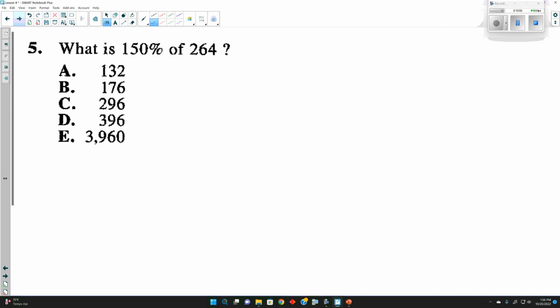Let's look at this one here. Then we'll kind of move on to some of the other ones. So it's asking, what is 150% of 264? So 150%. Are we going to be bigger or smaller than our starting number? Bigger, yes? Well, 150%, 50% is what? Half, isn't it? So we're almost the whole plus a half of it, yes?